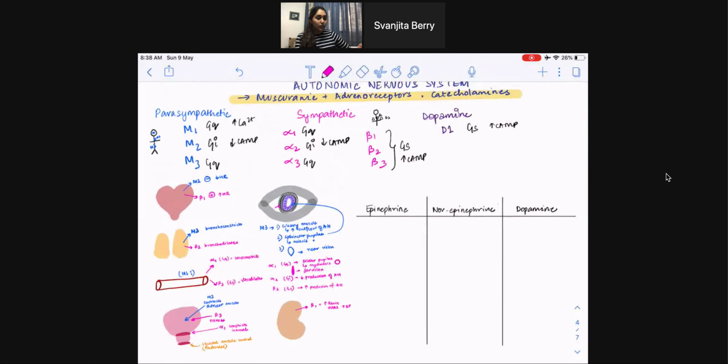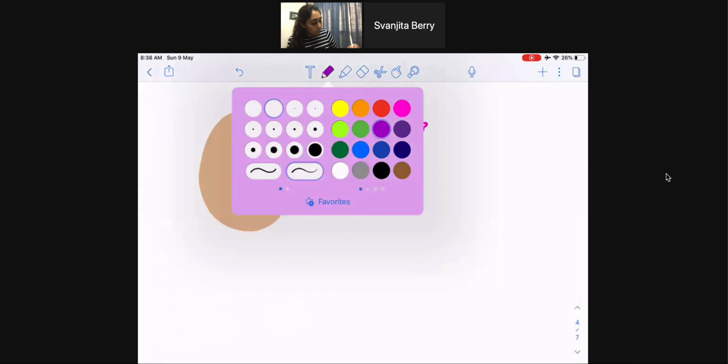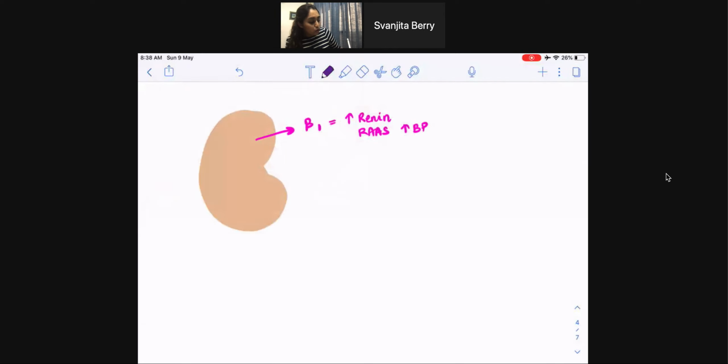Let's consider one last receptor type before we move on to catecholamines. Let's look at dopamine, or the D1 receptor, which is a Gs receptor. Dopamine also acts on the kidney, on the renal mesenteric bed. It vasodilates the blood vessels there, and you have more blood going to the kidney. Remember, more blood going to the kidney can increase your GFR, which can increase your urine output. So remember D1 as vasodilation in the renal mesenteric bed.